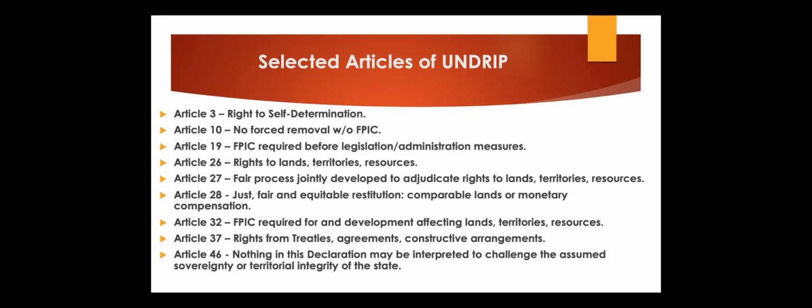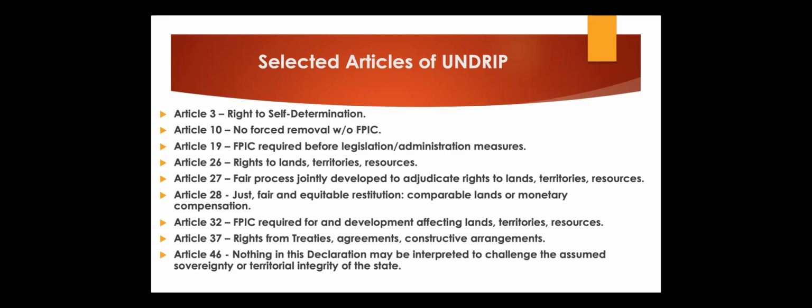They're ignoring Article 18. Article 26 is important because it talks about Indigenous peoples having the rights to lands, territories, and resources that they traditionally used and occupied, and there should be restoration. Article 27 says there should be a fair process jointly developed to adjudicate rights to lands, territories, and resources. We've never had a say in the land claims policies. Some say in the processes, but not the policies. So Article 27 talks about jointly developing that process.